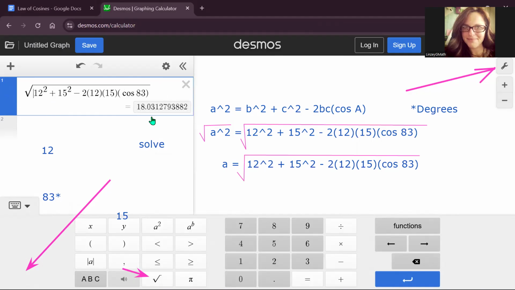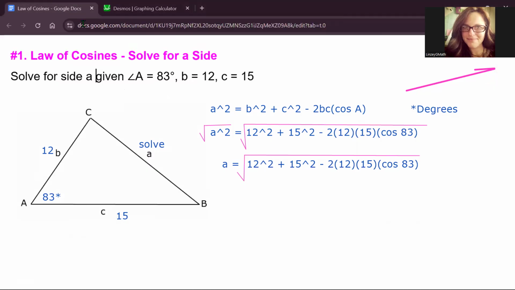And we get 18.03. I'm going to round to 18. Side A is 18.